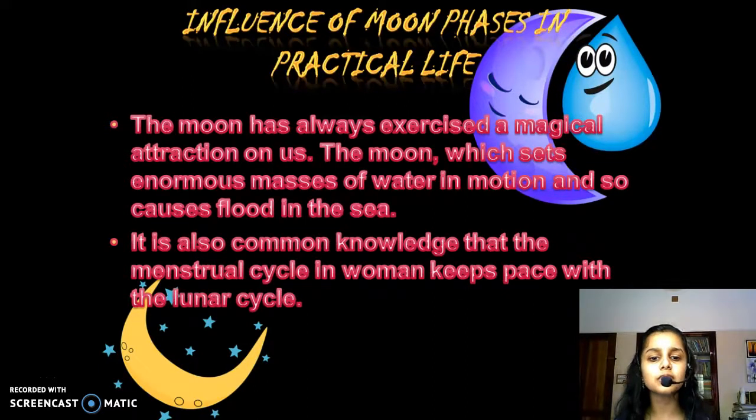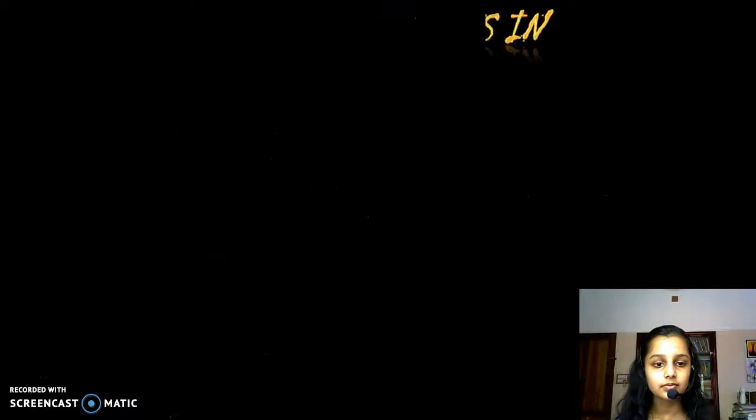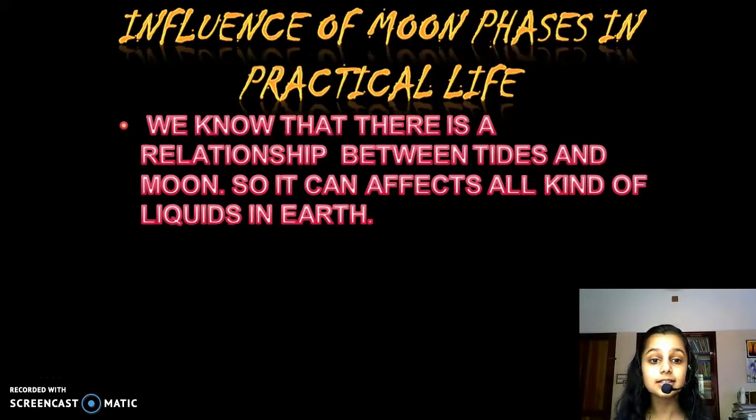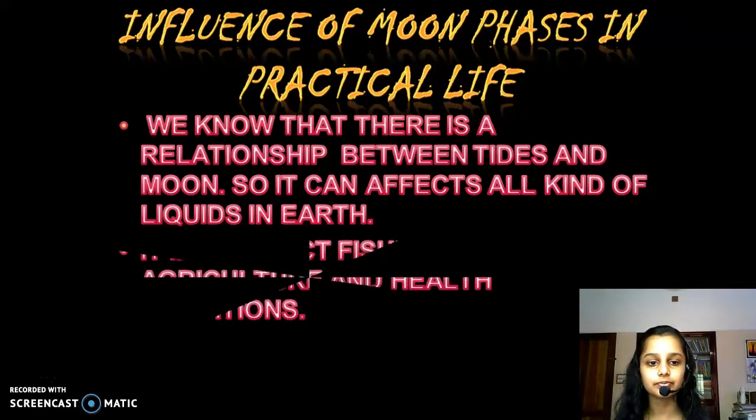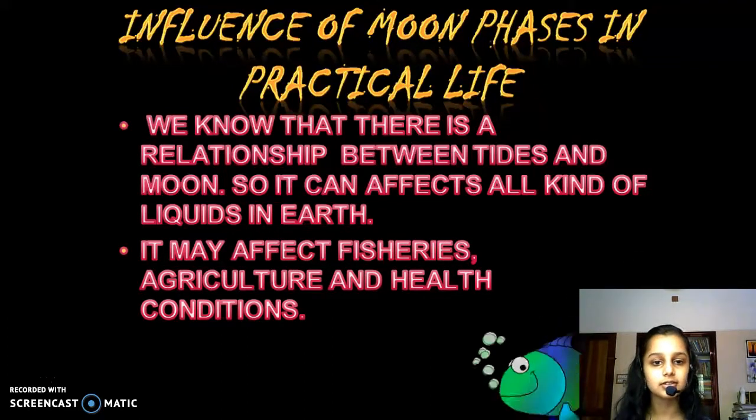It is also common knowledge that the menstruation cycle in women keeps pace with the lunar cycle. We know that there is a relationship between the tides and moon, so it can affect all kinds of liquids on Earth. It may affect fisheries, agriculture, and health conditions.